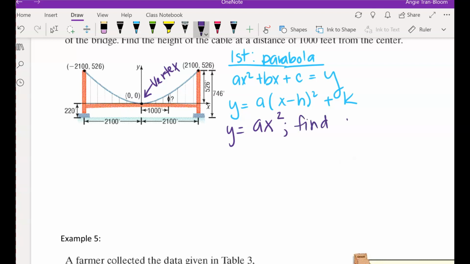Find A. How do we find A? Could you input one of the points? You're right. Input one of the points on the curve. You have like two choices really, the negative and the positive. Which one do you want to use? Positive. Yeah, sure. Sounds great.